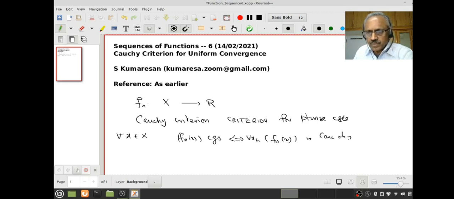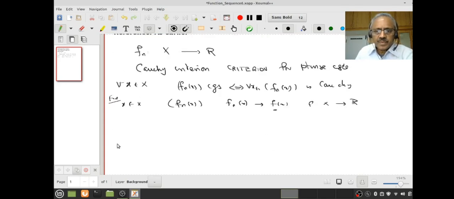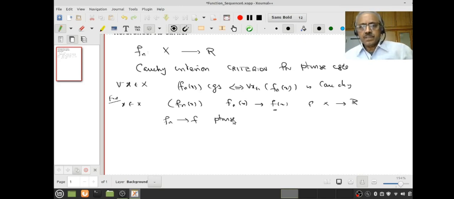Fix an x in X, and suppose I know fn(x) is Cauchy. This is a sequence of real numbers. Therefore fn(x) must converge to some number. That number will depend upon x, so I will call it f(x). So I have defined a function f from X to R. By very construction, fn converges to f pointwise. So what is the Cauchy criterion for pointwise convergence? For each x, the sequence fn(x) is Cauchy, a sequence of real numbers.